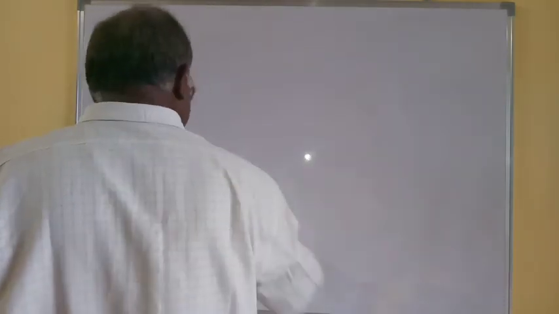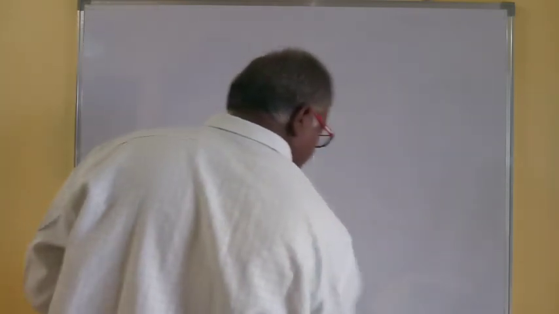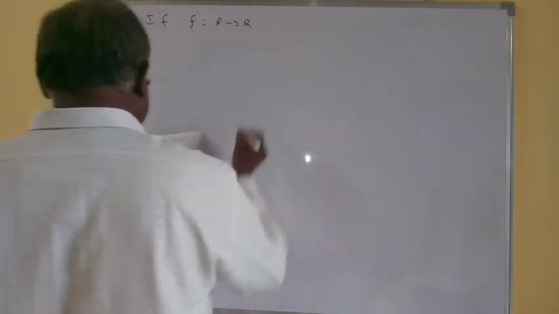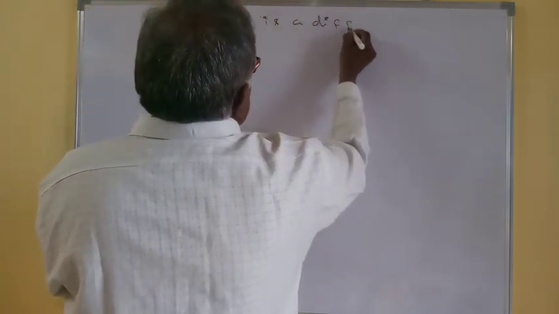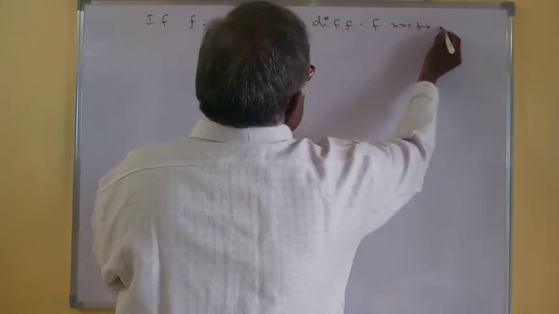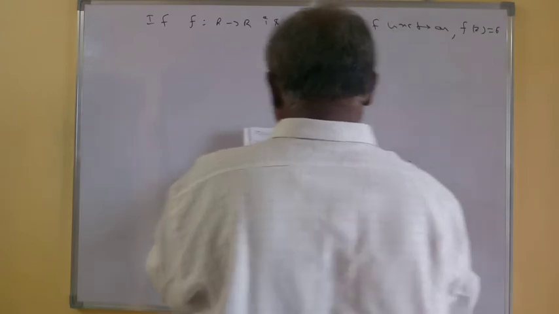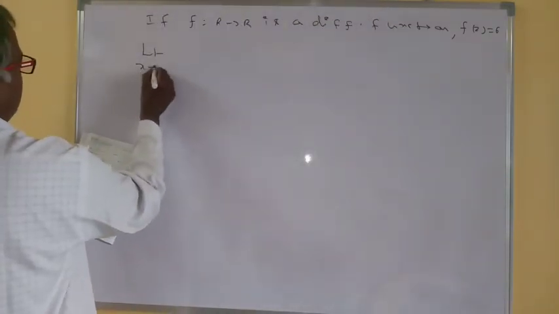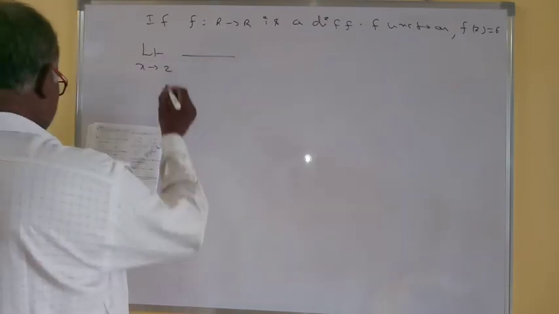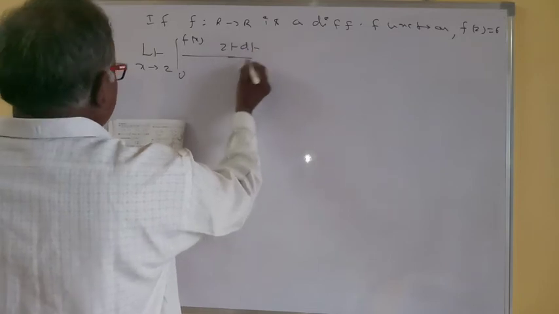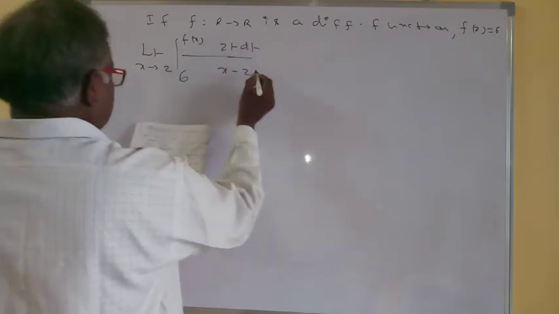Integral. If f is a function from R to R, a differentiable function, and f of 2 is equal to 6, then find the limit as x tends to 2 of integral 0 to f of x 2t dt by x minus 2.